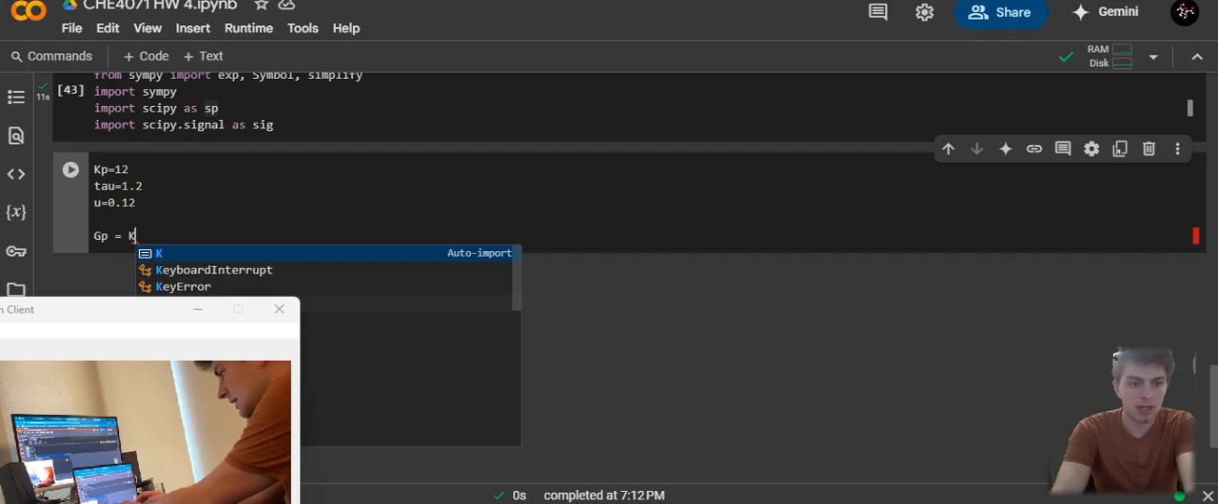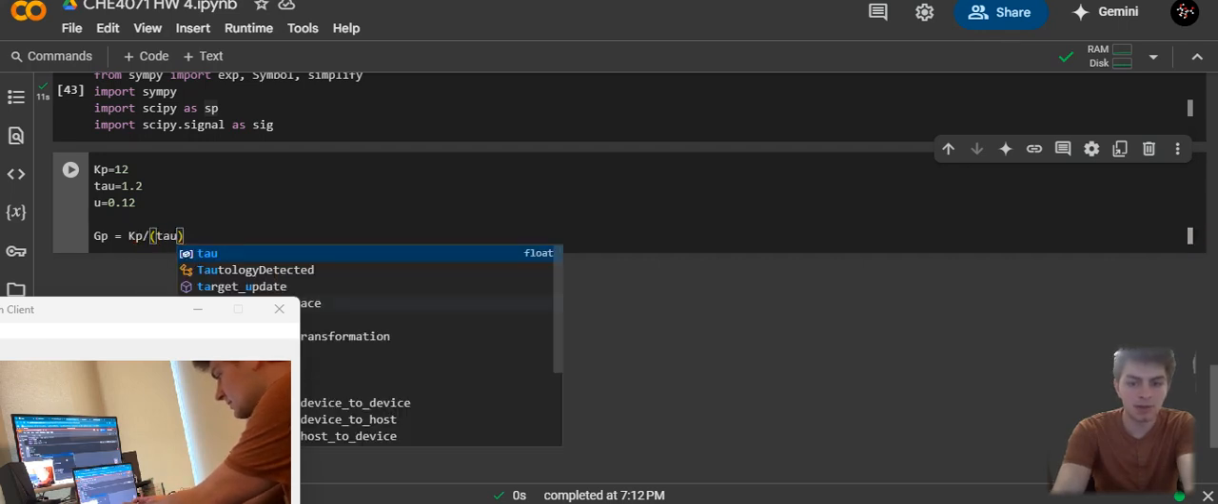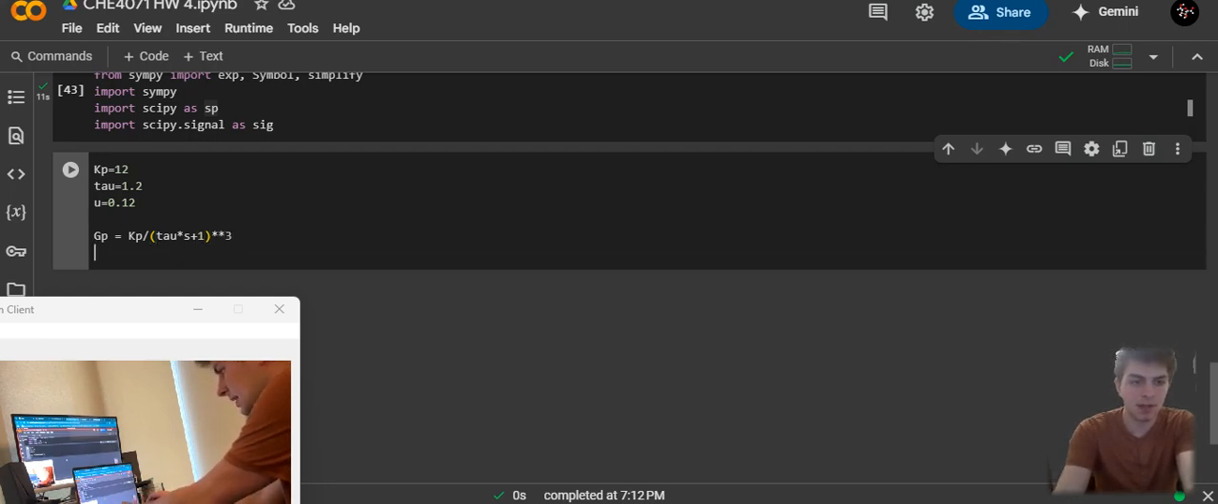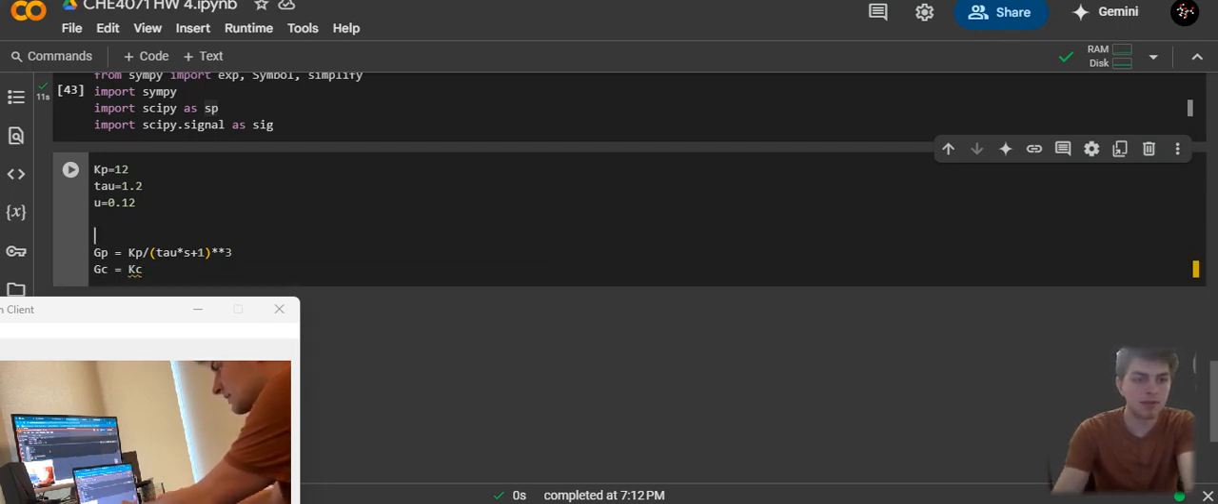It's going to be Kp divided by tau times s, that's our SymPy s, to the third power. Our controller gain is just going to be Kc, which we haven't defined, so it's going to freak out here. I'm just going to throw in a value of 1 for now. Let's actually figure out, well, we know its upper limit. So let's type that in, 8 divided by Kp, and then we'll just subtract a small value for right now. Okay, so then Gc is our controller gain.